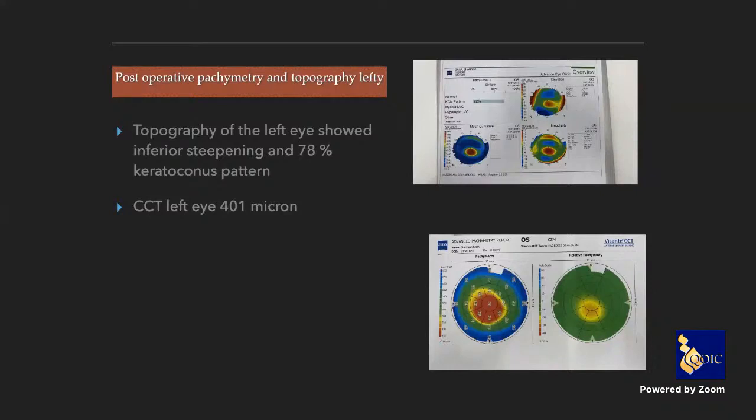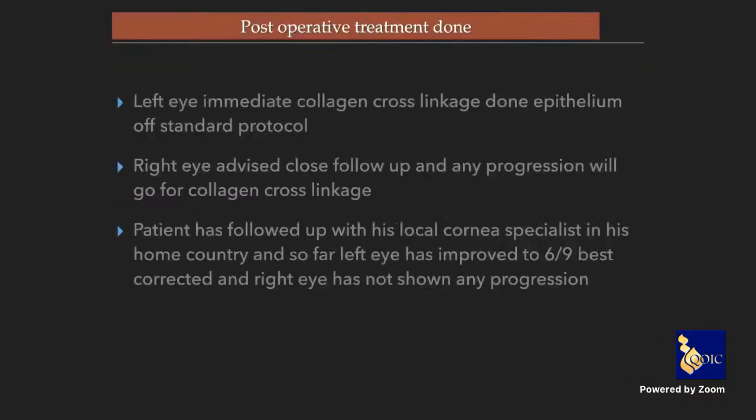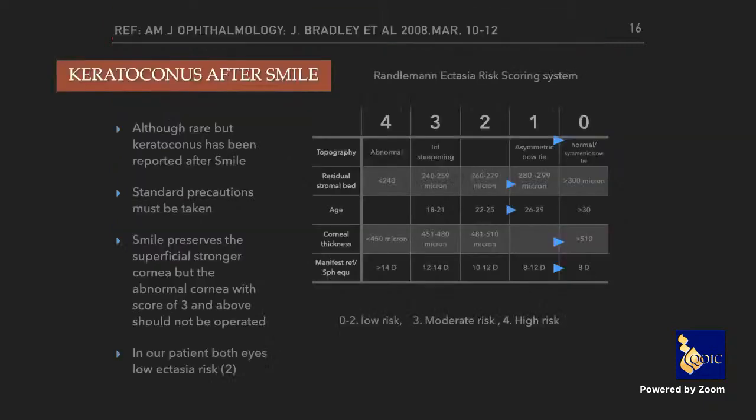We should use topography, the Scheimpflug images, the posterior elevation, and today we can use the TBI. So once you have diagnosed keratoconus, it's important that the patient be subjected to collagen cross-linking, and that's what we did for the left eye. After 1 year, his cornea has not progressed.